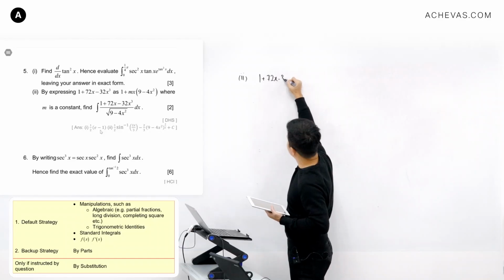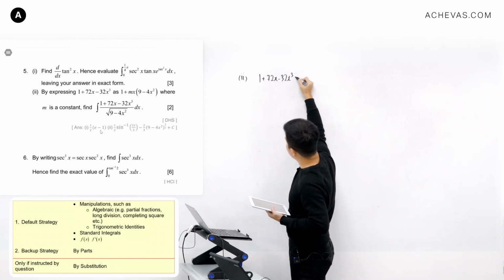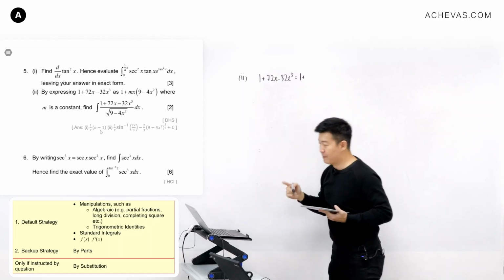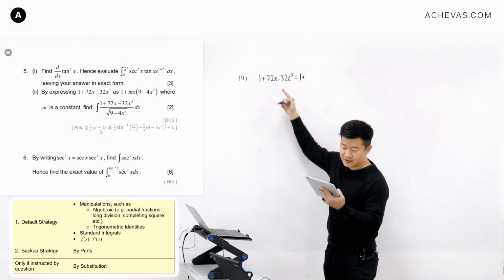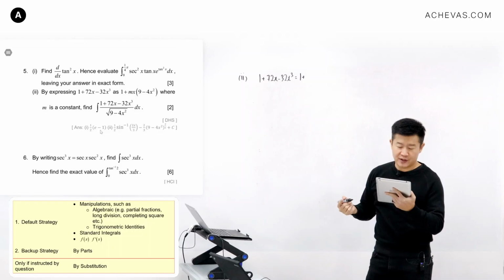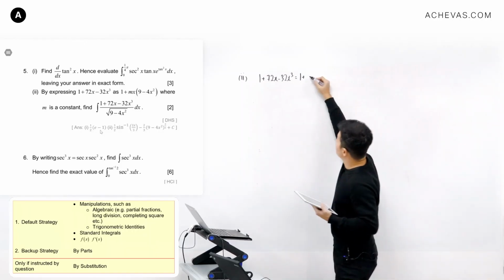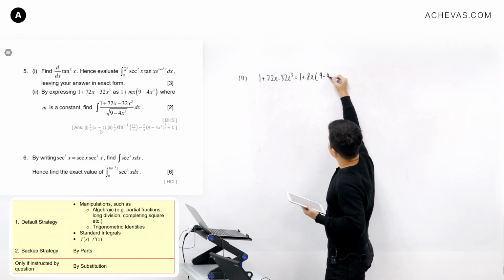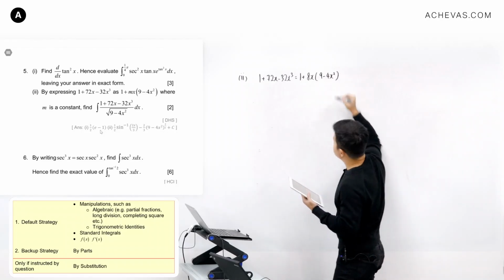So this, minus 32x to the power of 3. I'm supposed to re-express it into 1 plus mx, so I guess we should try to factorize this. I'm going to try to factorize out 8x. If I were to do that, then I'm going to be left with 9 minus 4x squared.